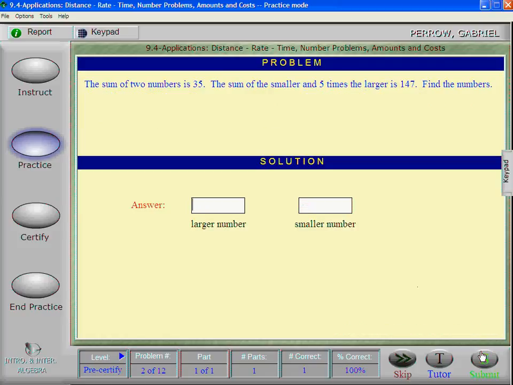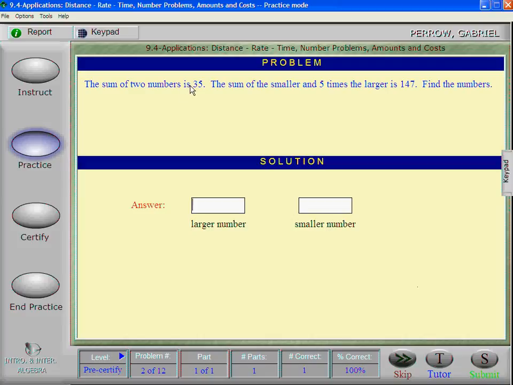Alright, this one says the sum of two numbers is 35. The sum of the smaller and 5 times the larger is 147. Find the numbers. So again, when they say, here are the boxes, what are the numbers, the larger and the smaller, right off you know what your x and your y are, or your two variables. You know what you're going to label them as.